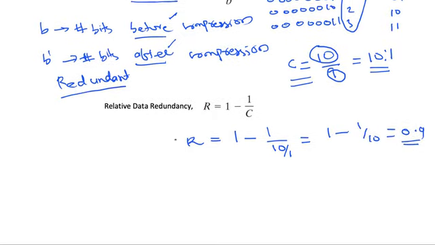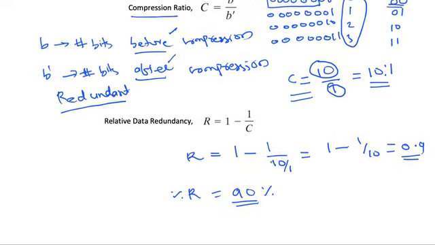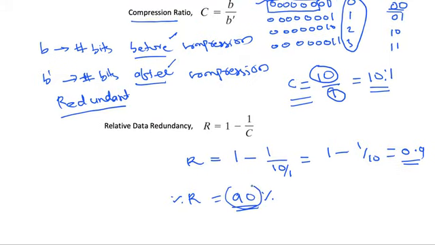So this number 0.9, if I convert it into a percentage, will be 90 percent. That means that before compression 90 percent of the data was redundant, and after compression we can represent it using a single bit, where before compression it was represented using 10 bits. So in the previous representation 90 percent of the data was redundant, or actually unwanted.